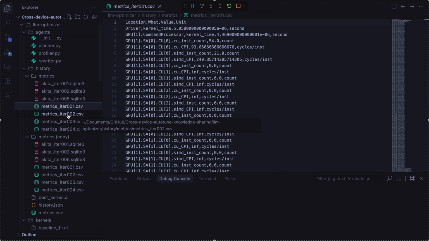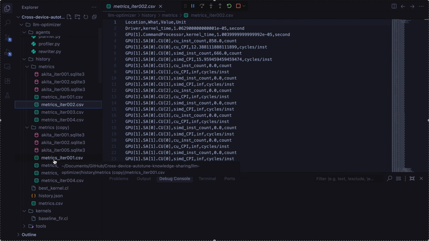If you look at the iterations, we usually run 10 iterations. So basically this. We got a decent speed up in this case.